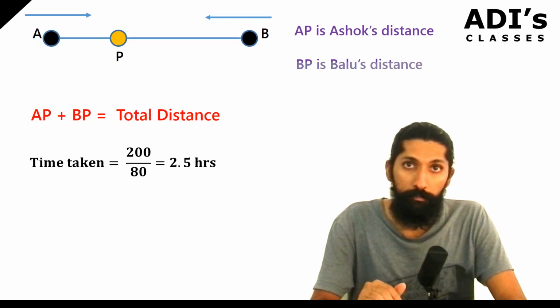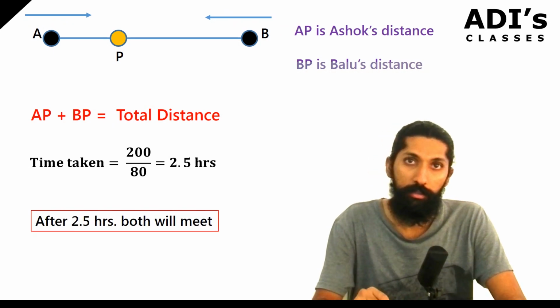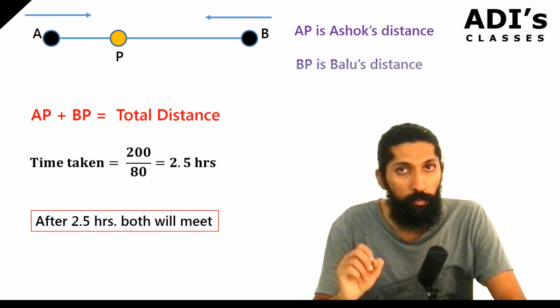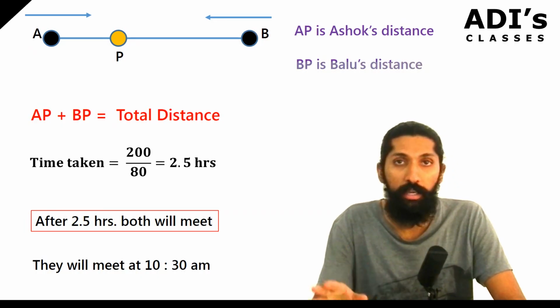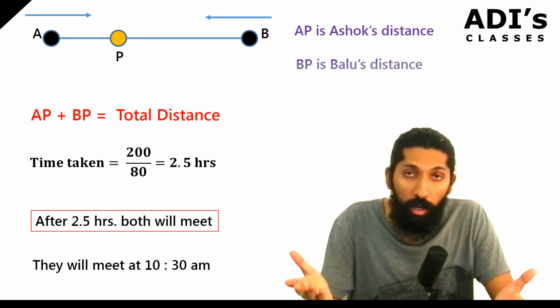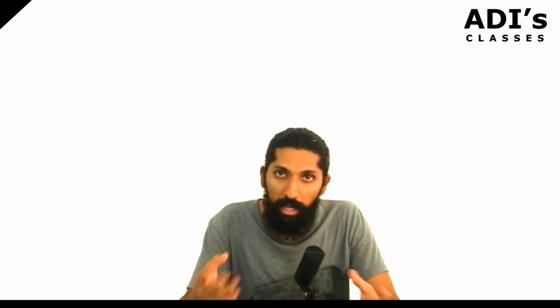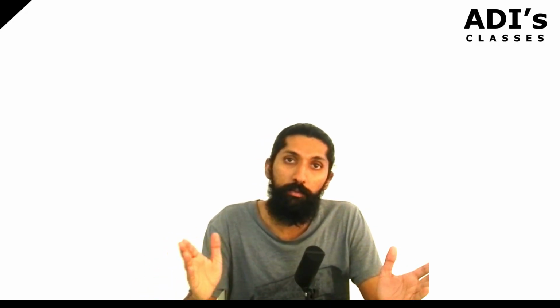That means they are going to meet after 2.5 hours. And you know that they're going to start at 8 a.m., 8 in the morning. That means both of them are going to meet at point P at 10:30 a.m. See how easily you guys can solve with the help of relative velocity or relative speeds. You know the distance, you know the time. Just calculate the relative speed, then you know the distance, and you just add both speeds, the relative speed, then calculate the time taken.